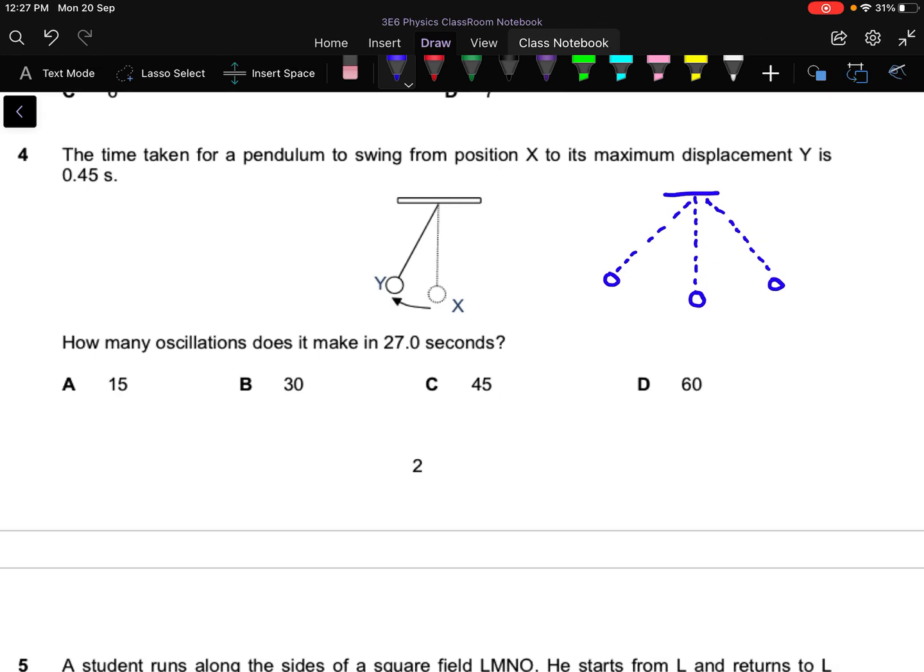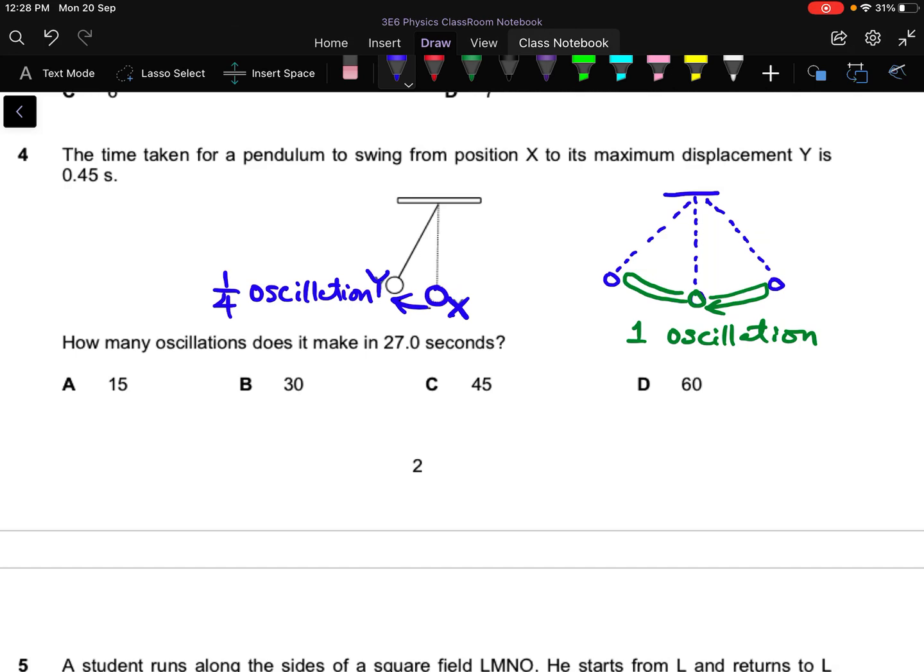Okay, for question 4, it is about your pendulums. You need to know how one oscillation is defined. So basically, when you want to time one oscillation, we are talking about from the original position, move to the extreme, pass here and back. So this is one oscillation. So in the question, when it is going from X to Y, this is actually 1/4 of an oscillation. So that's the first piece of information that you need.